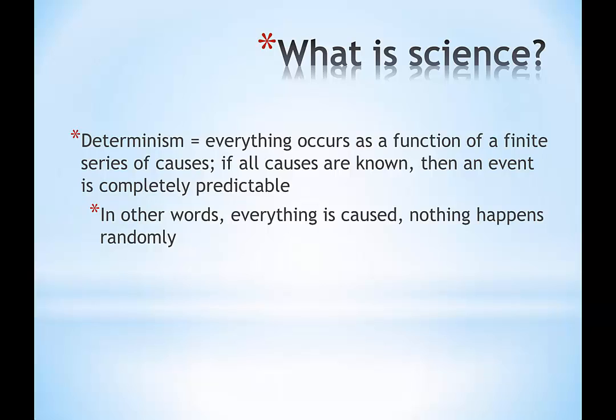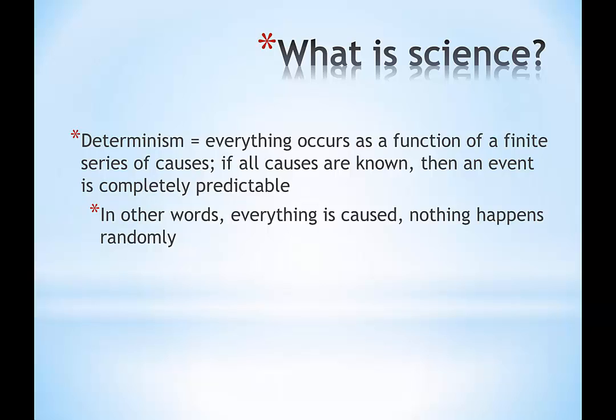So if you are a determinist, and by the way, not that it matters, but I am, you believe that everything occurs as a function of a finite, not infinite, but a finite series of causes. And if I knew all the causes of something, an event would be completely predictable. Another way to say this in terms of determinism is that everything is caused and nothing happens randomly. So if I knew all the causes of clinical depression, I could predict then who's going to get it, who doesn't, its onset, its remission. If I knew all the causes of depression, I would be able to predict its occurrence with 100% certainty.